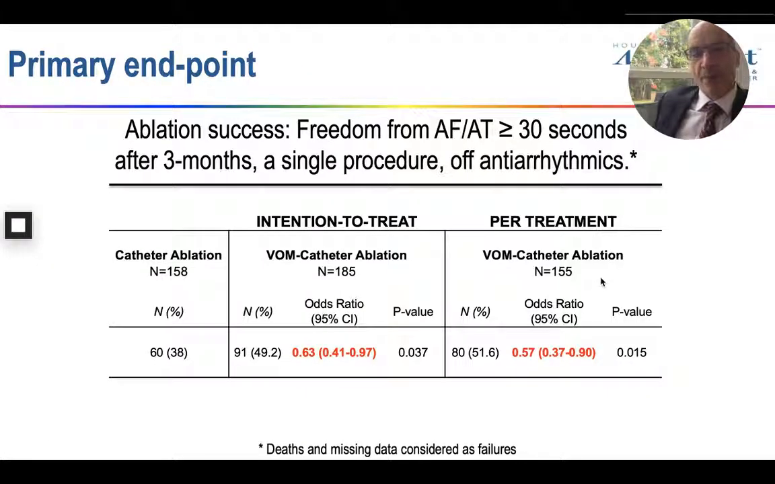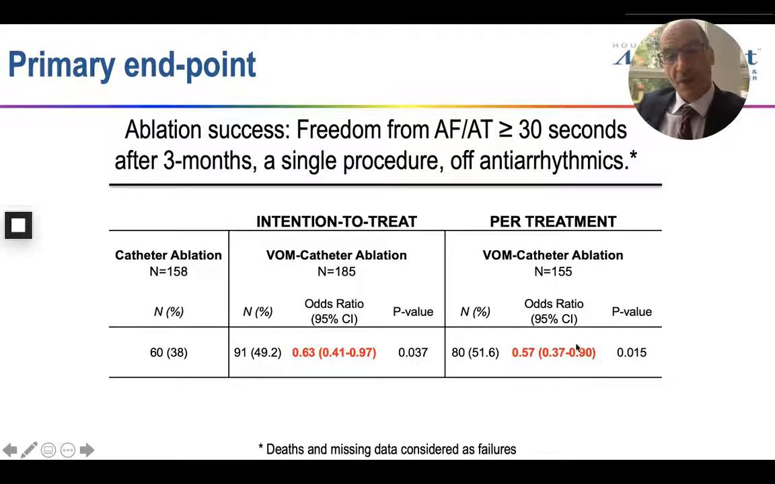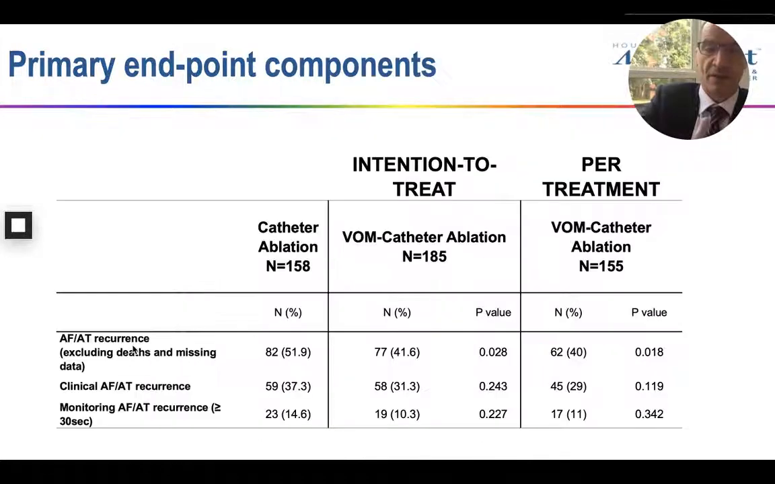So the primary endpoint, the freedom from AFib, was achieved in 49% of the patients in the intention-to-treat group, 51% of the patients in the per-treatment group, and in 38% of the patients in the catheter ablation group. So you could say we only achieved single procedure success in 38% of the patients in the control group. That is because of many different reasons, but in part because 55% of the patient population was patients with long-standing persistent atrial fibrillation.